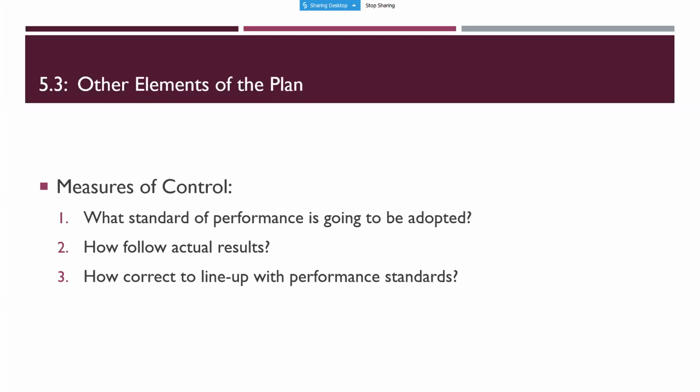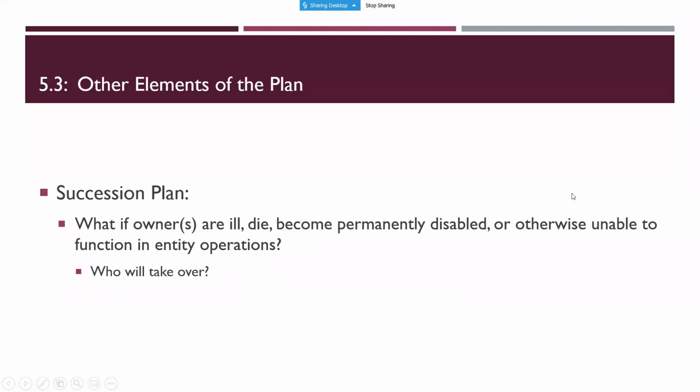So things like, how many units are you going to produce? What if you fall short? How are you going to correct that? You know, new equipment, more employees, what? So I basically try to cover all the bases in this plan. Succession, that's huge.